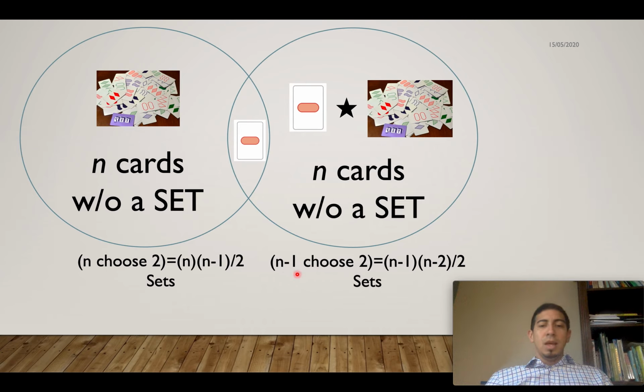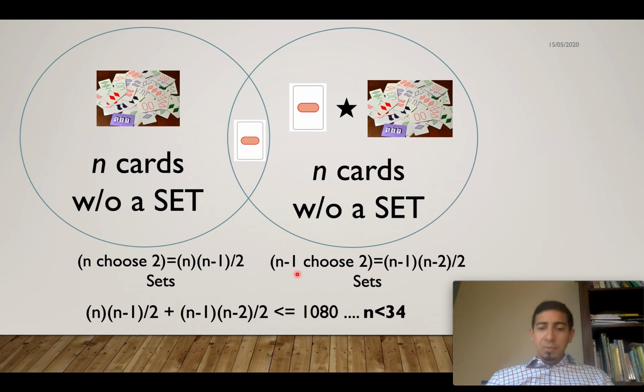So you can find this many sets that are distinct. But we know how many total sets there are: a total of 1,080 sets. So if you create the inequality that the number of sets I form like this plus the number of sets I form like this has to be less than or equal to 1,080, you get that n has to be less than 34.